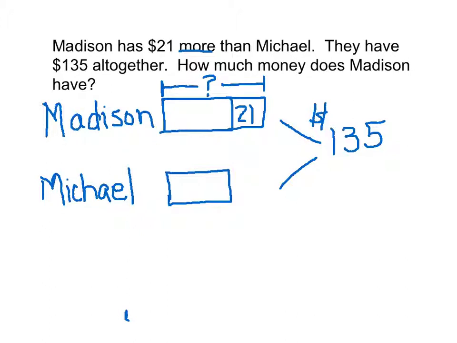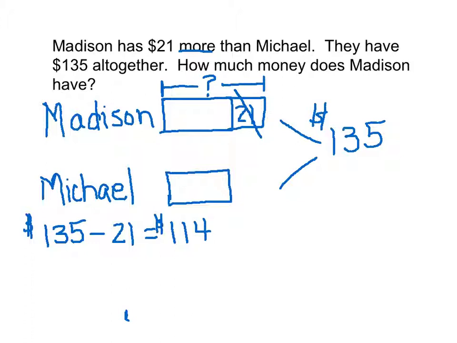Now when I look at my drawing, I notice it's the type that has 2 equal amounts, although one of them has an additional $21. So I'm going to eliminate or take away that 21, and I can do that in the math sentence. I have $135 in all, and I'm going to take away 21 of those dollars, which of course would give me $114. So the two boxes that have the equal amount have a total of $114.